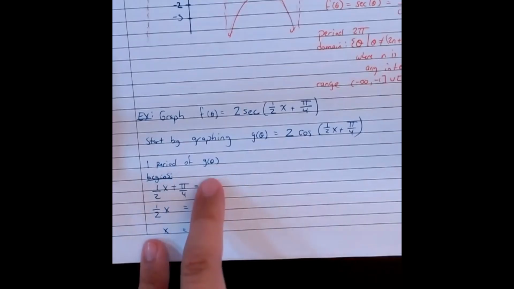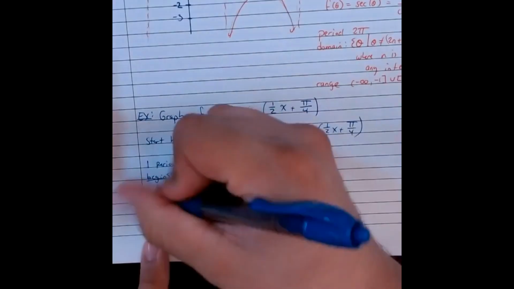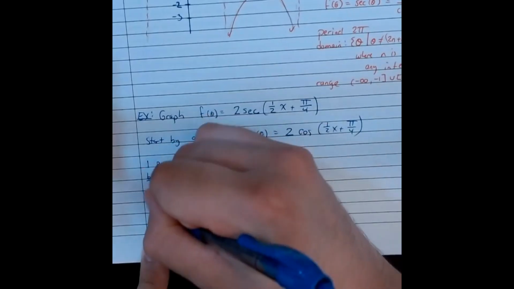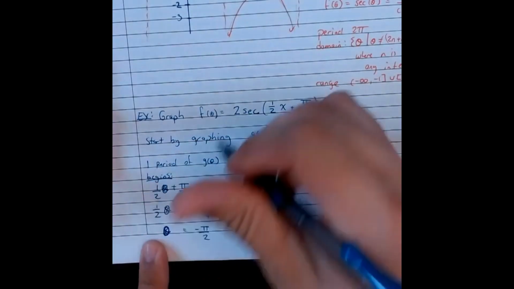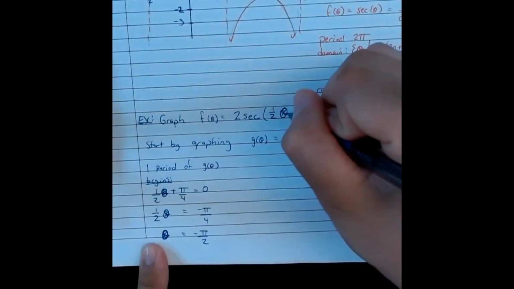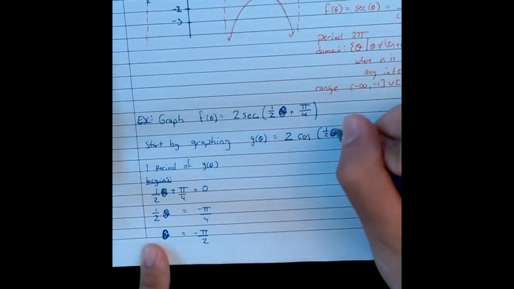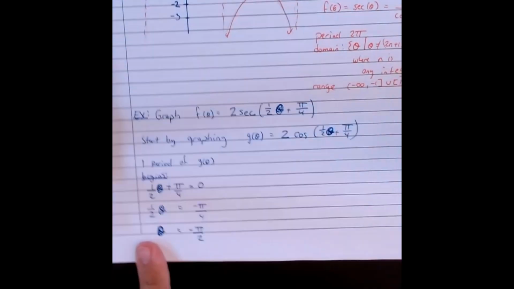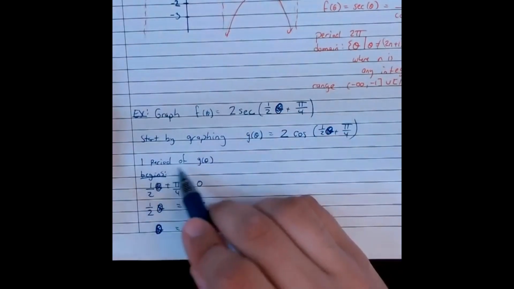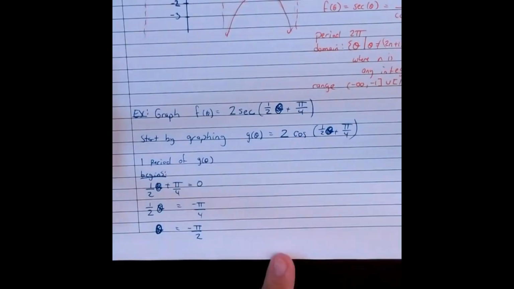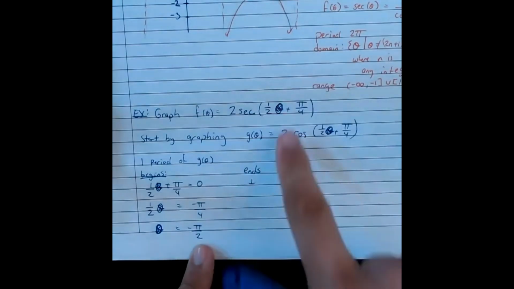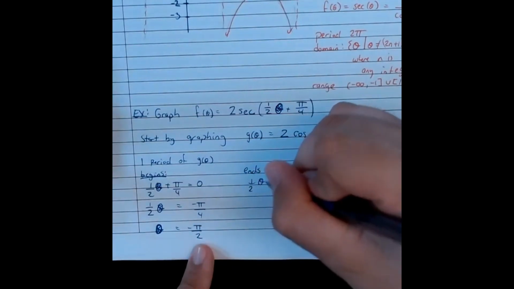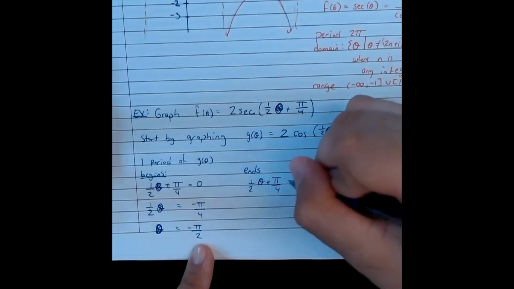So our period of g of theta will begin, these should all be thetas, shouldn't they? Let me be consistent. You can use x if you like, and in fact our textbook, some of the problems do use x. But here I started with theta, so I should stick with theta throughout the problem, shouldn't I? My apologies. There we go. Now let's be consistent. All right, one period of g of theta begins when theta is equal to negative pi over 2, and it ends whenever the argument 1/2 theta plus pi over 4 is equal to 2 pi.